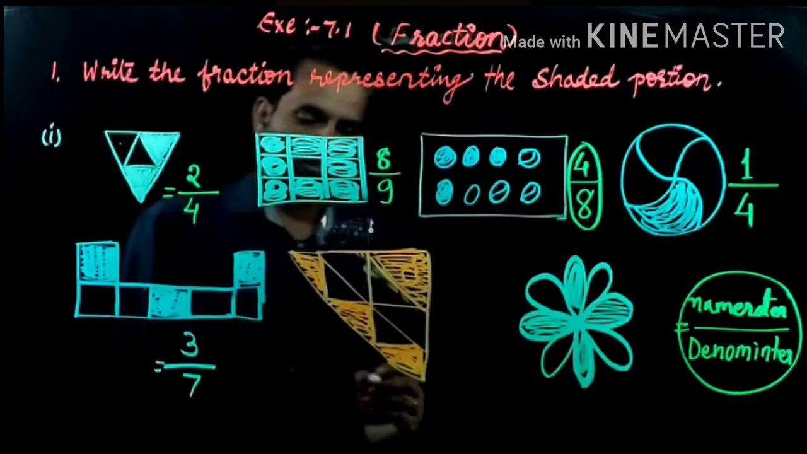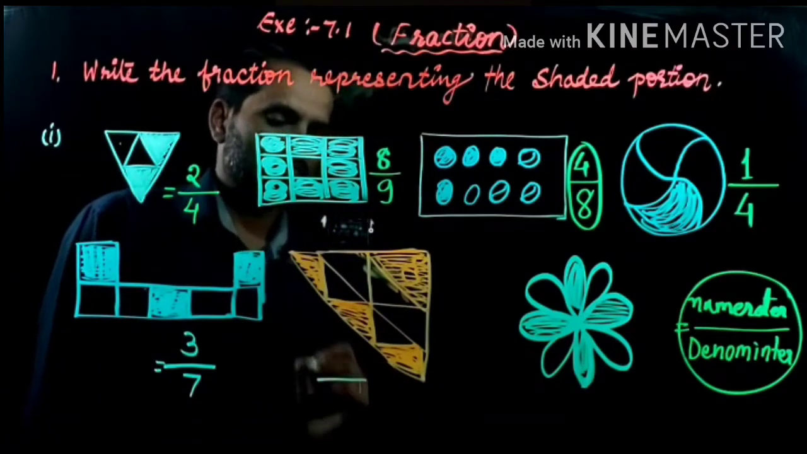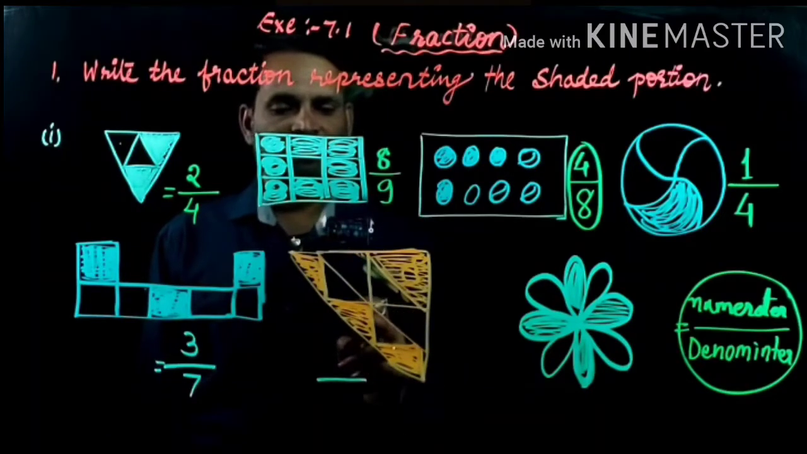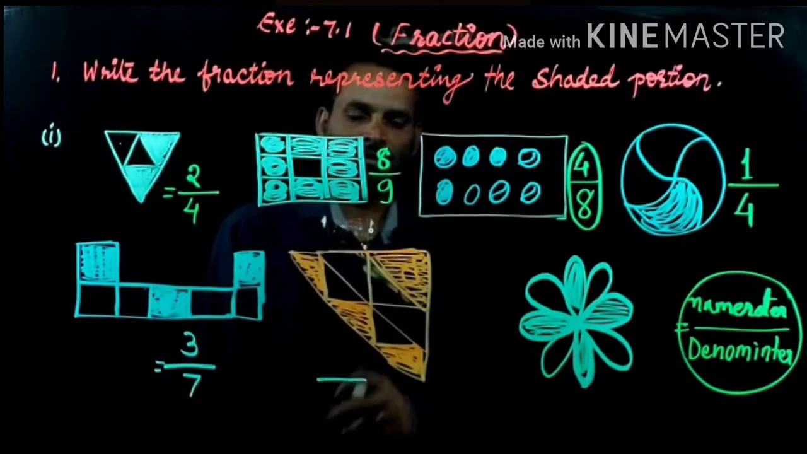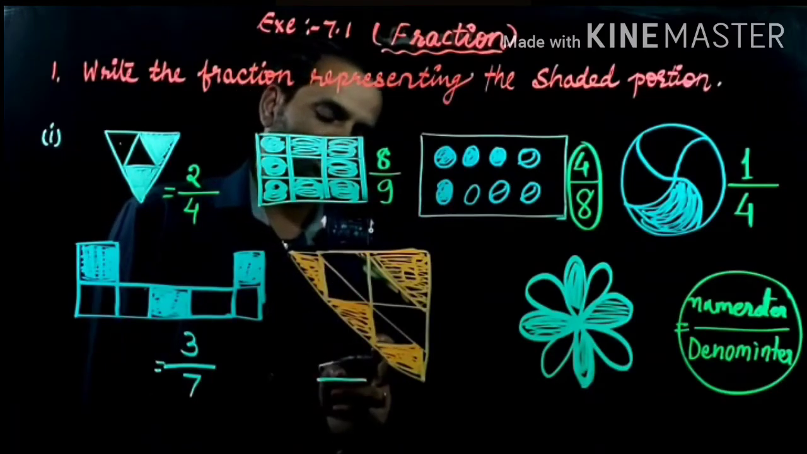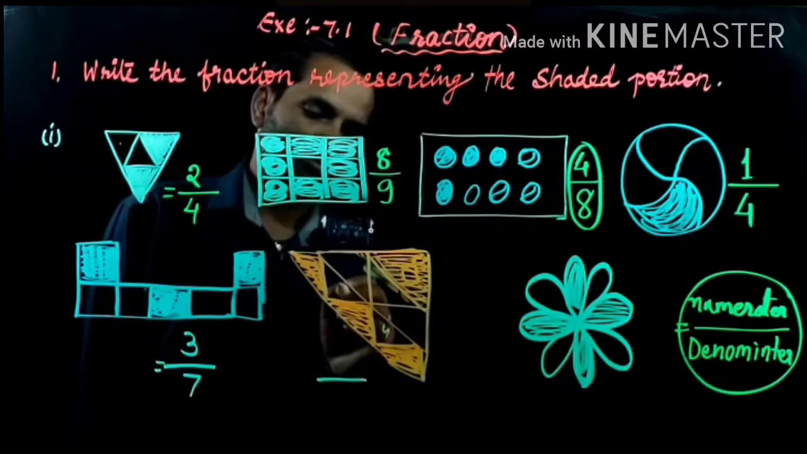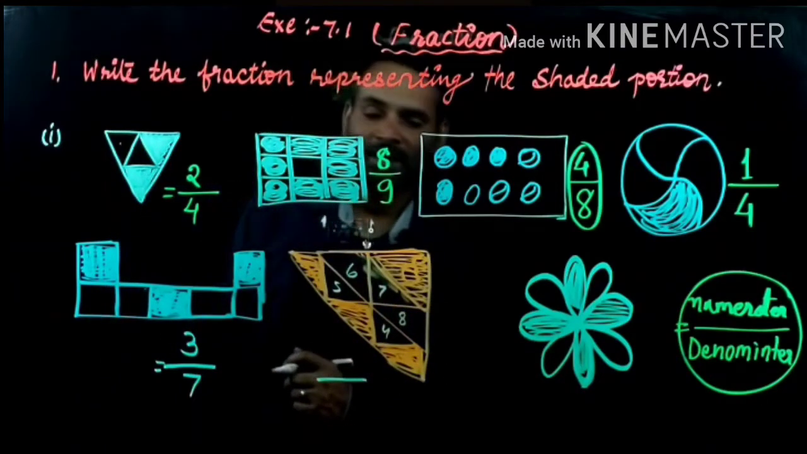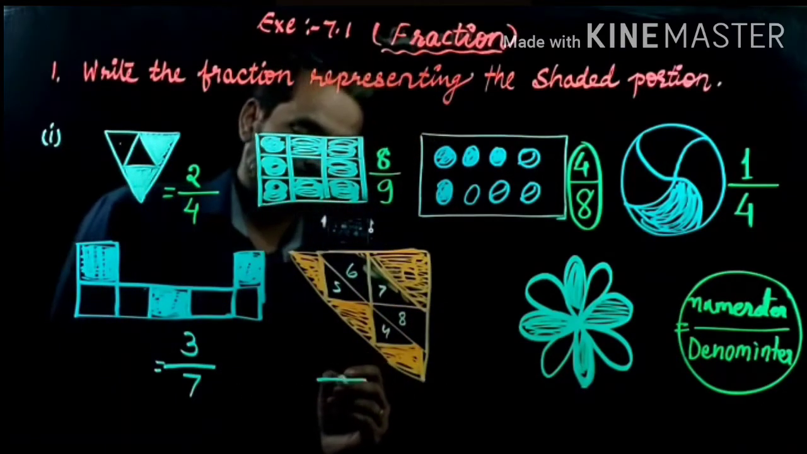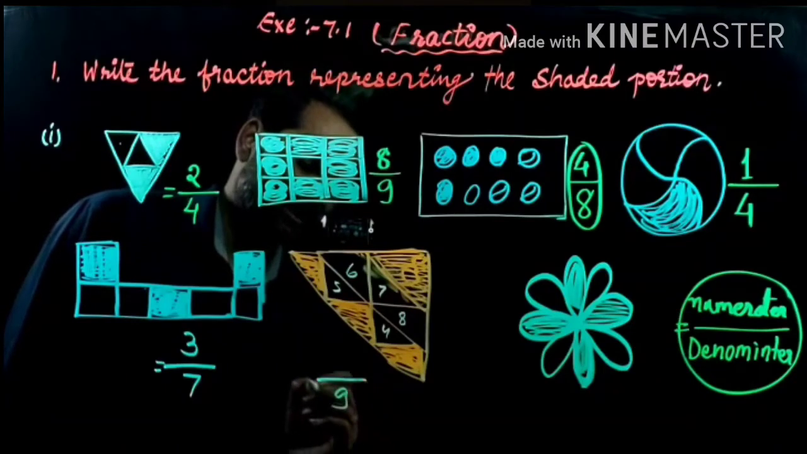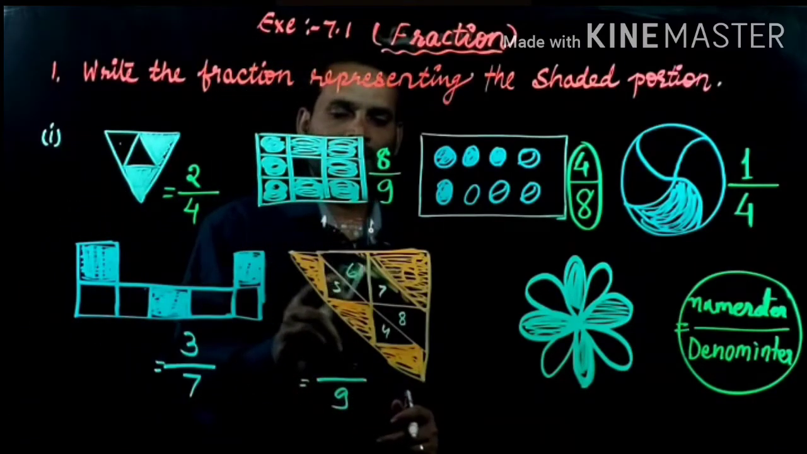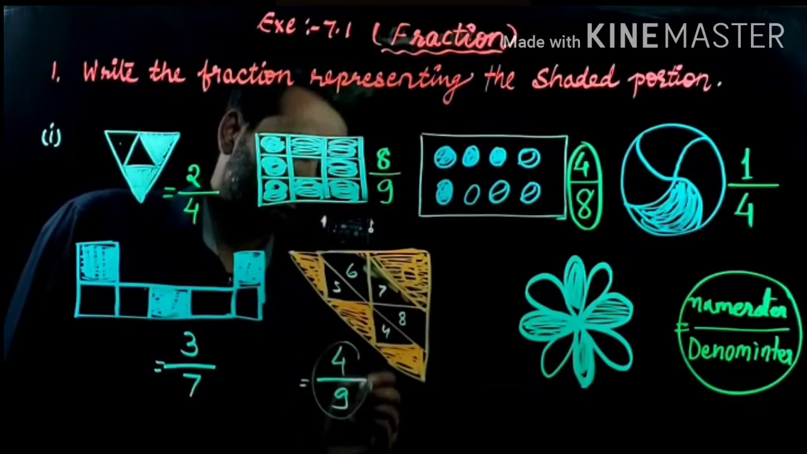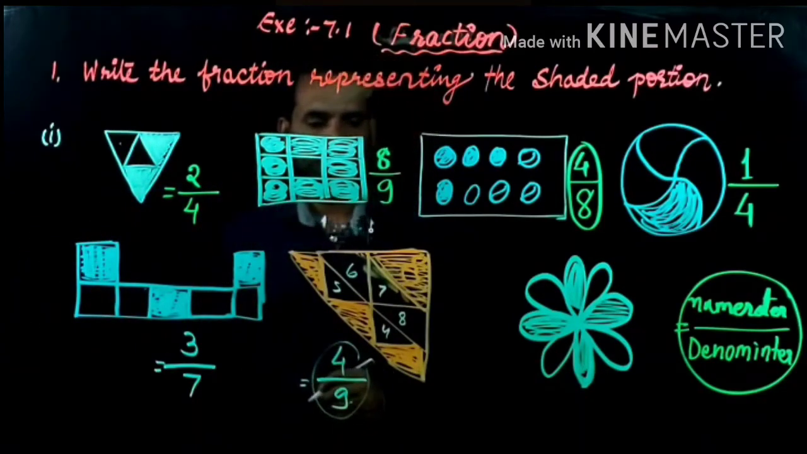Next, here is a big triangle divided into 1, 2, 3, 4, 5, 6, 7, 8 and then 9 parts. The total number of equal parts in the triangle is 9 and the shaded part is 1, 2, 3 and 4. So the fraction of the shaded part of this diagram is 4 upon 9.